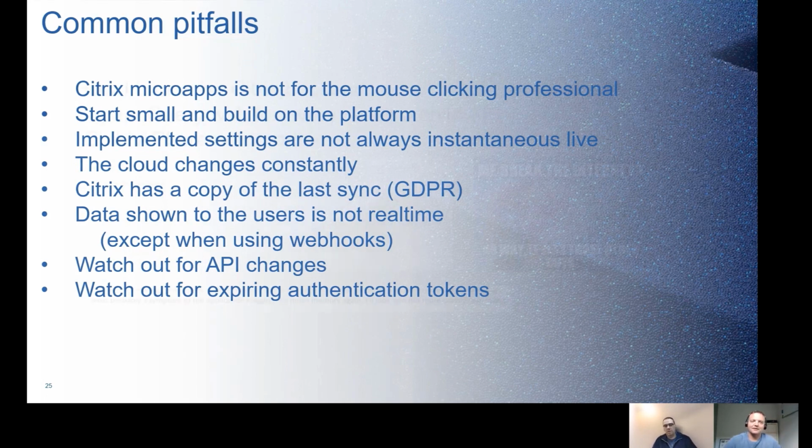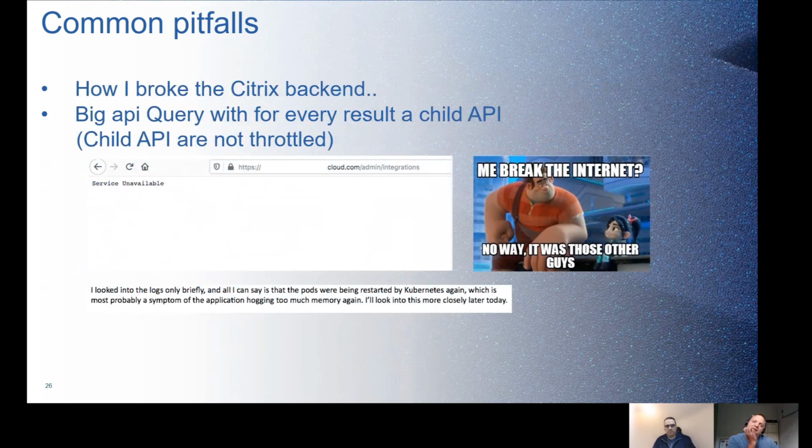Another thing is that I accidentally broke the Citrix backend. We did a big query to a third-party application, and the data needs to be parsed into the Citrix environment. For an application, we downloaded all the data from some tables into the Citrix backend, and it caused memory hogging. It broke some of the parts that Citrix Workspace uses for running the microapps. There's a solution for that, and it's called pagination.